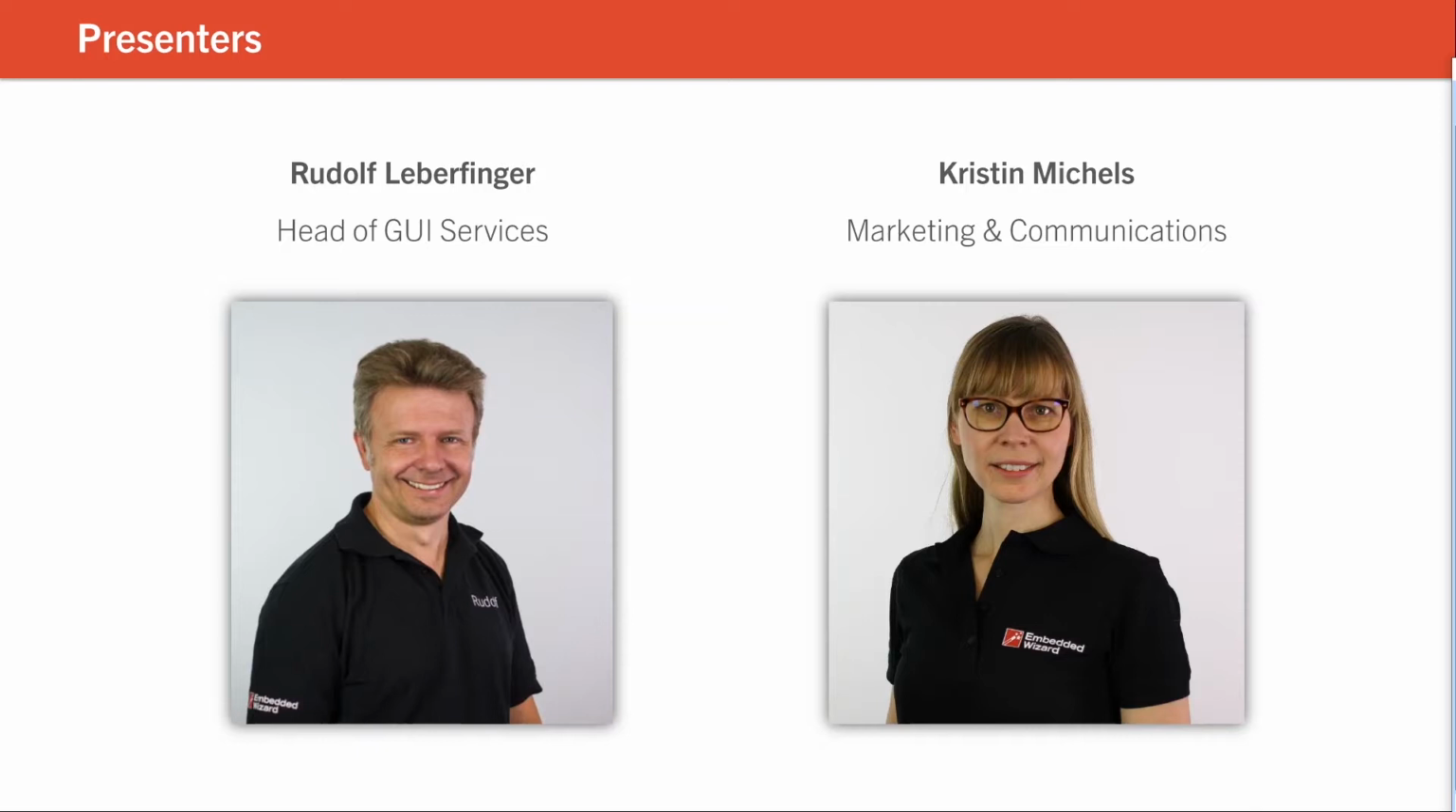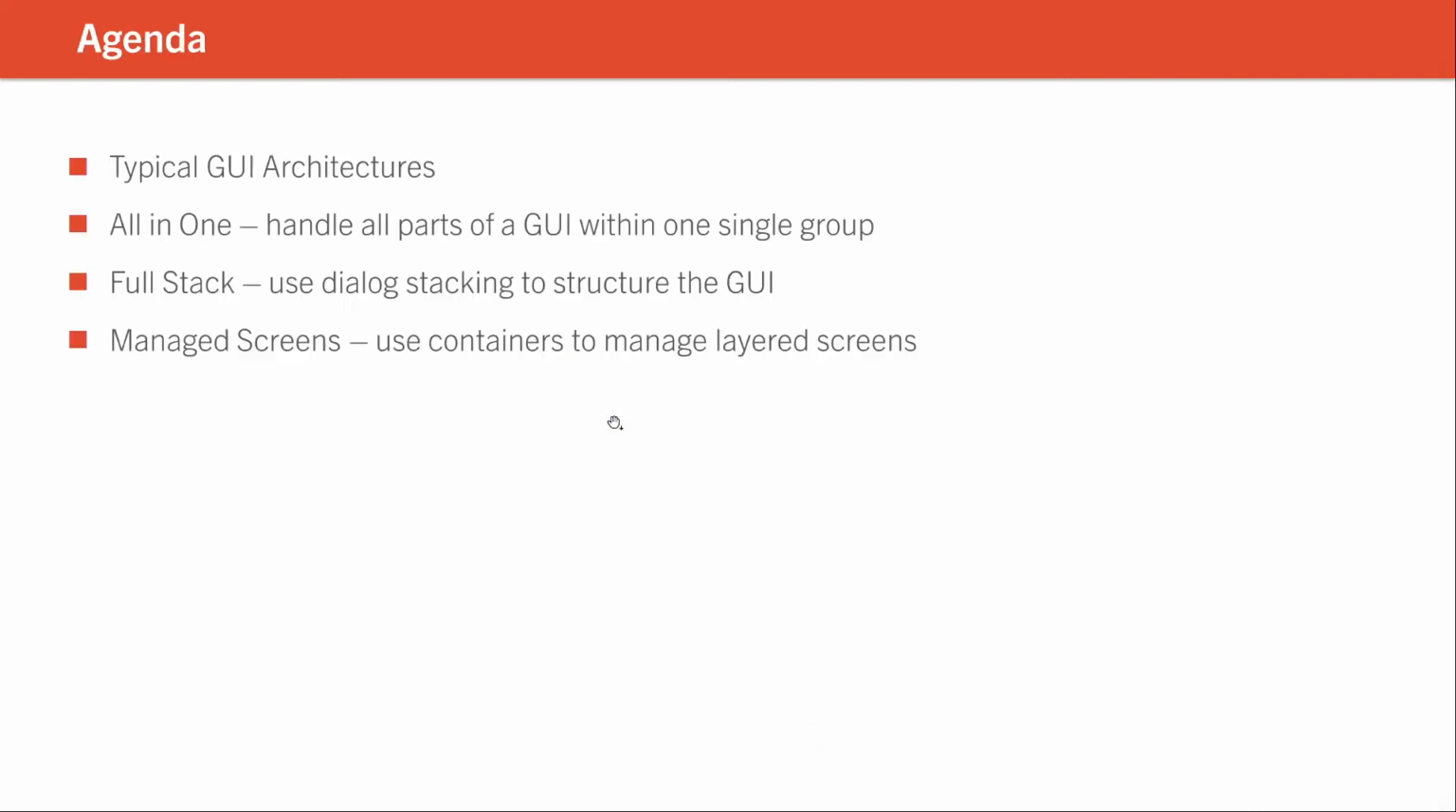We now want to show you, as Christine already mentioned, typical GUI architectures and give you some examples for this. That means how you structure your user interface. Here I want to show you in today's session the all-in-one architecture, which means to handle all parts of a GUI within one single group. That's a quite easy architecture, useful for small user interfaces, but also quite simple to achieve this goal and to handle it. A second example will be a full-stack architecture.